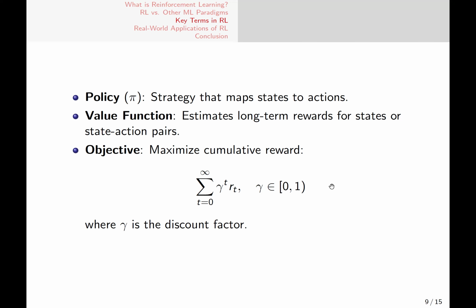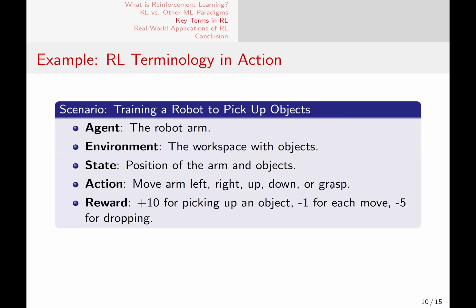So gamma is the discount factor, right? So then we have RL terminology in action. So for instance, training a robot to pick up objects. So the agent here is the robot's arm, right? The environment is the workspace with objects. Like maybe we have a warehouse.